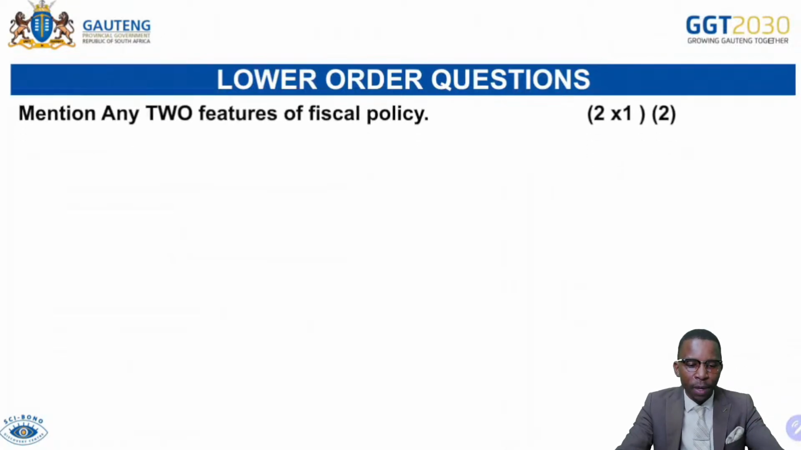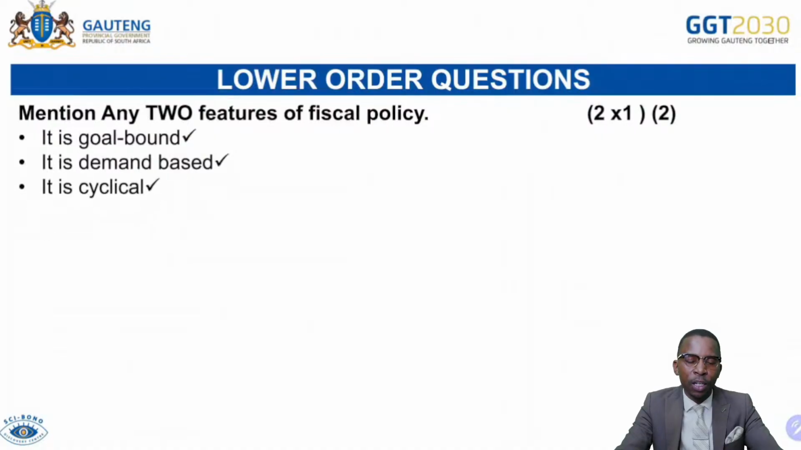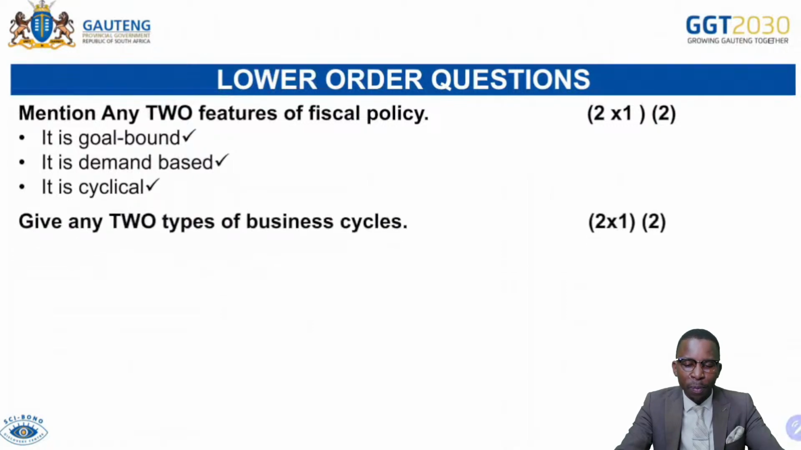Mention any two features of fiscal policy. These are characteristics of fiscal policy. It is goal bound. Number two, it is demand based, and also it is cyclical. So you need to be able to explain such if ever it's required in your section B. And then give any two types of the business cycle.